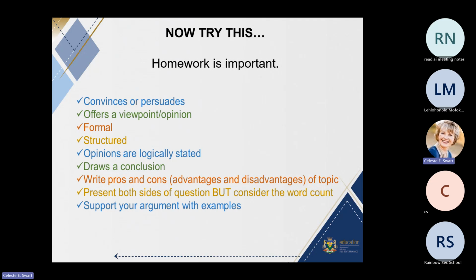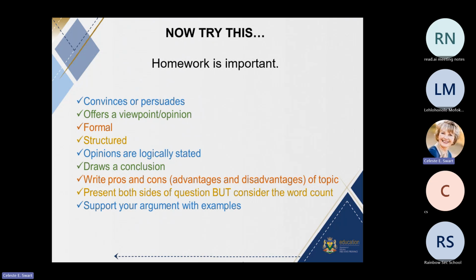You must offer your viewpoint. It must be logical. You must draw a conclusion. And we've already spoken about doing advantages and disadvantages. You can present both sides of the question, but you must look at your word count if you have enough space to do that. Use the Peel method. Make sure that in that sense you can really achieve your best writing piece.